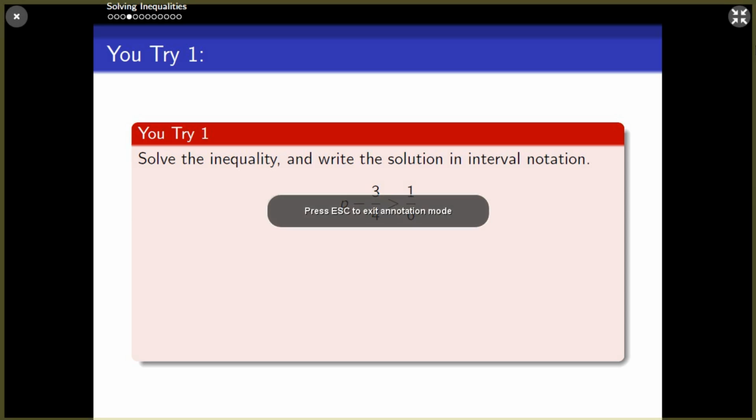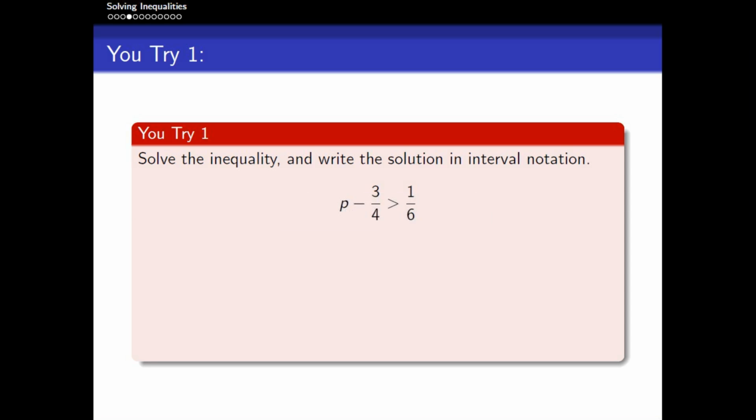We want to solve the inequality and write the solution in interval notation. So I'm going to want to add 3/4 to both sides. I'll get p is greater than 1/6 plus 3/4. But I want to get a common denominator, so I'm going to multiply 1/6 times 4 over 4 and 3/4 times 6 over 6.